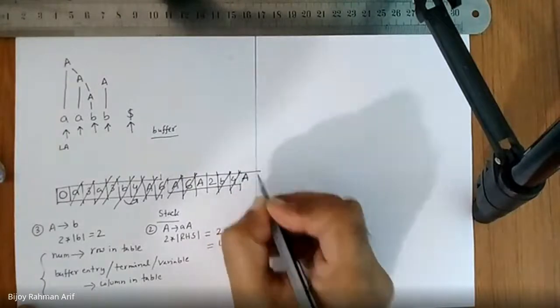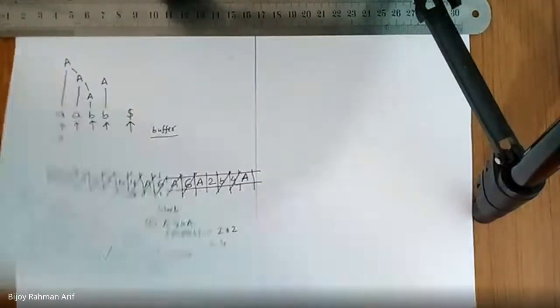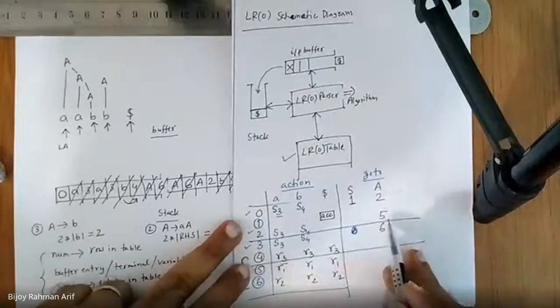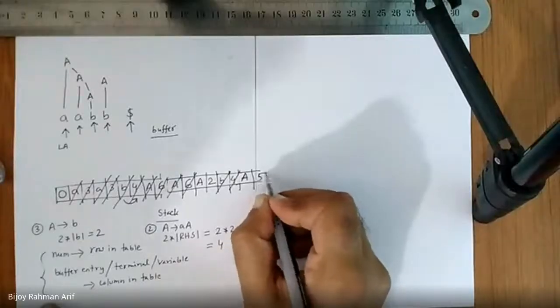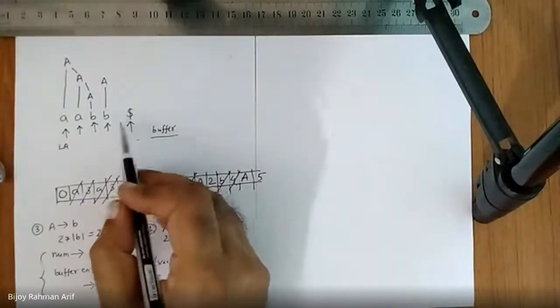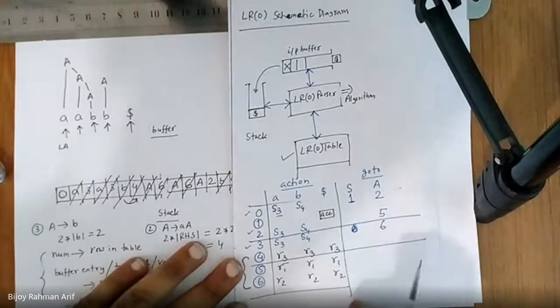Now what would be the new state? We're going back to 2. So 2 seeing A goes to state number 5. Now my state is 5. My entry, we look at dollar. So state 5 seeing dollar. What is the entry?